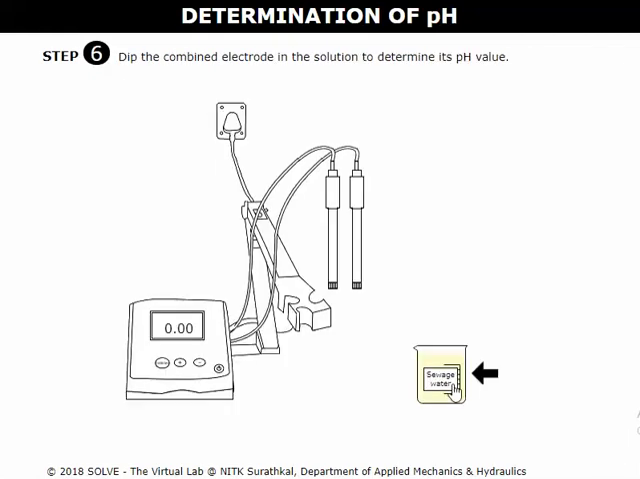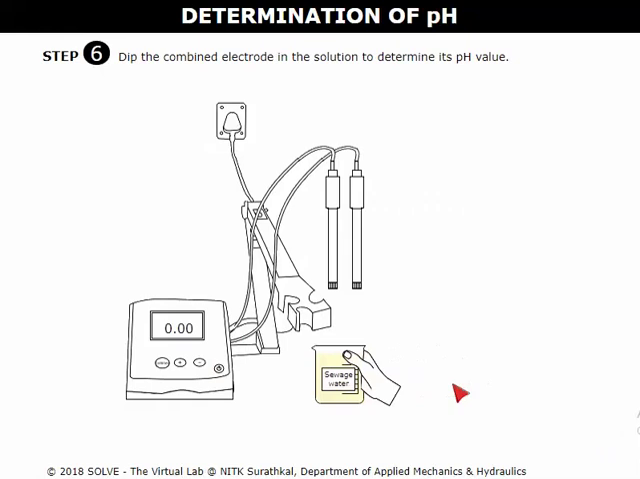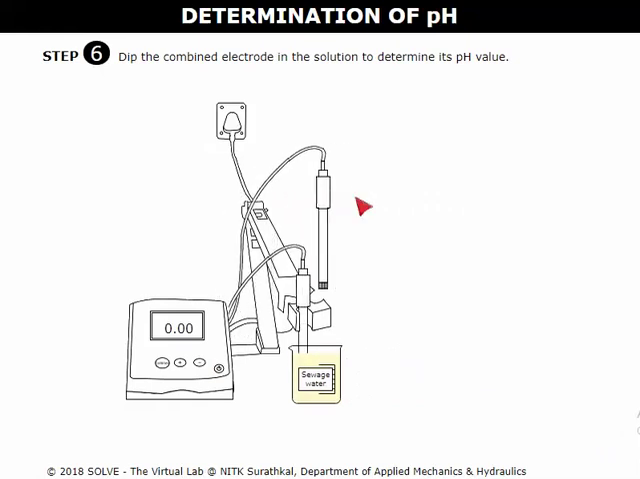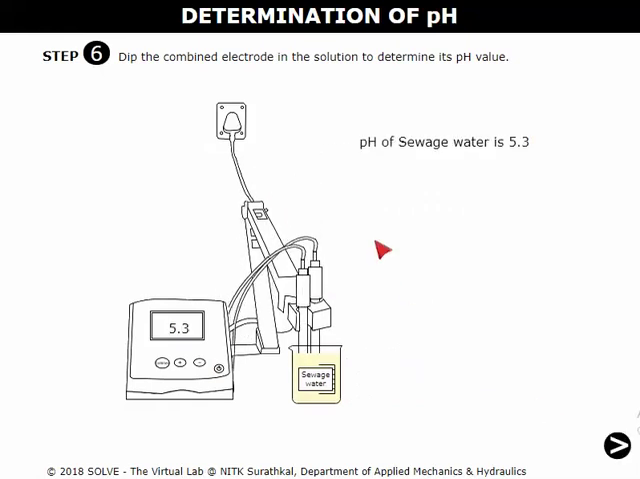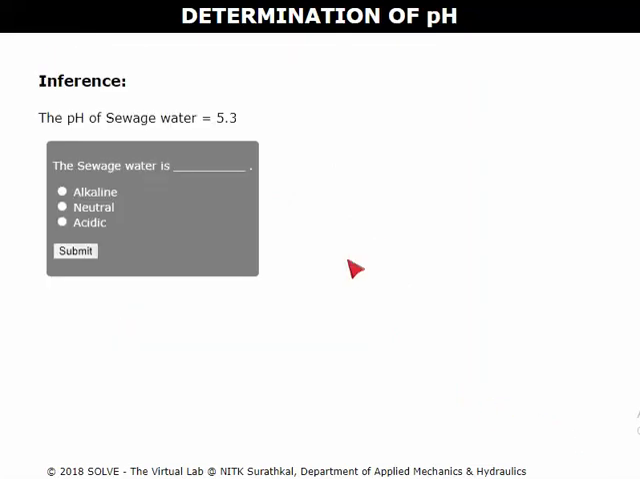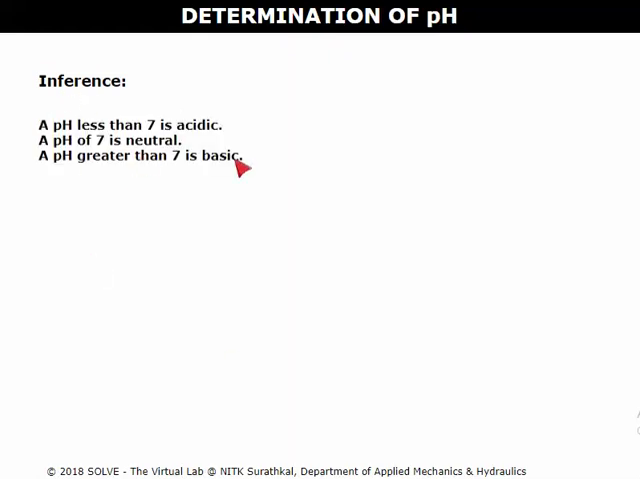Click on the selected sample, that is sewage water, to place it in its position. Now click on the electrodes to dip it in the sewage water. Note down the pH value of sewage water, which is 5.3. Click on the correct answer to proceed to the next step. This is the inference for this experiment.